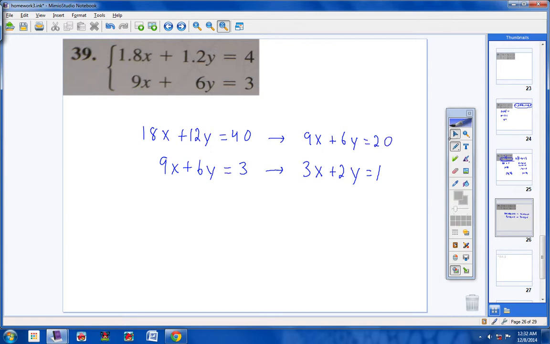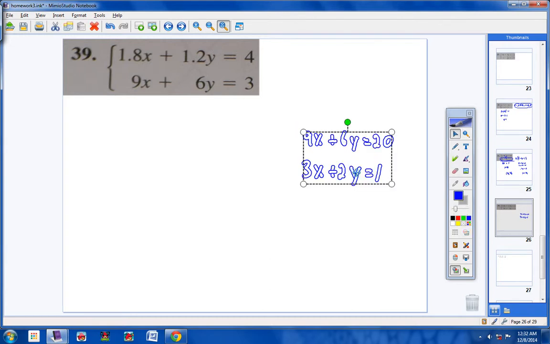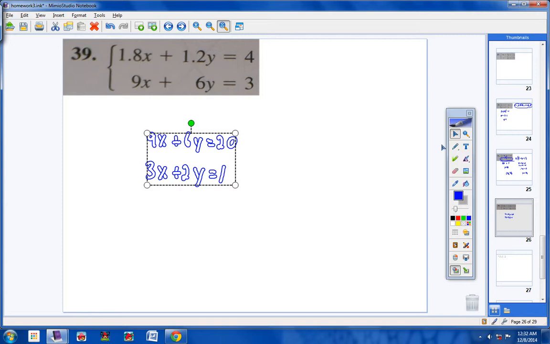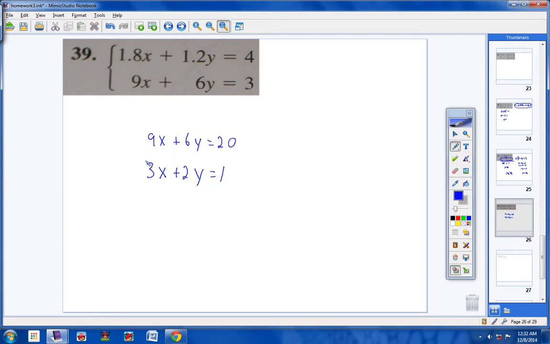There we go. Now, let's go ahead and use these two equations here. Alright. Let's eliminate our x's. So I'm going to multiply this bottom equation here by a negative 3. A negative 3. So we're left with negative 9x, negative 6y, negative 3. Okay, I'm going to cross all this off.